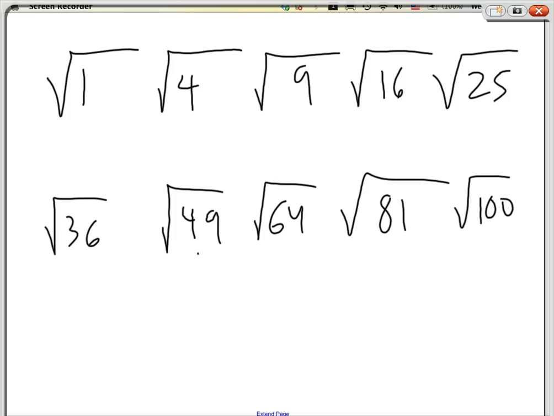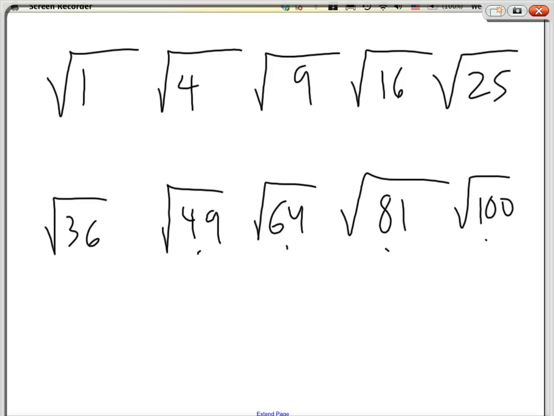6 times 6, 7 times 7, 8 times 8, 9 times 9, 10 times 10. That's what I meant by it. See that? That's how you remember. If anyone ever asks you to give a perfect square number, just think of a whole number and multiply it by itself. That's how you get a perfect square number.